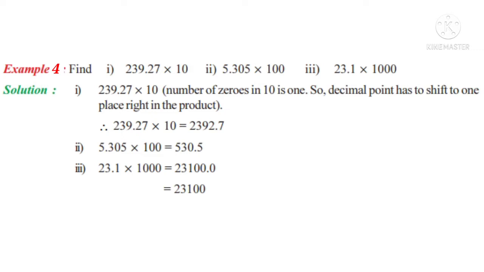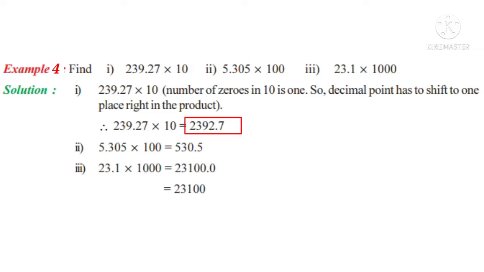Now example 4, find 1, 2, 3. Solution 1: 239.27 into 10. Observe that there is only 1 zero in 10. So the decimal point will shift right by one digit after 2, that is 2392.7.